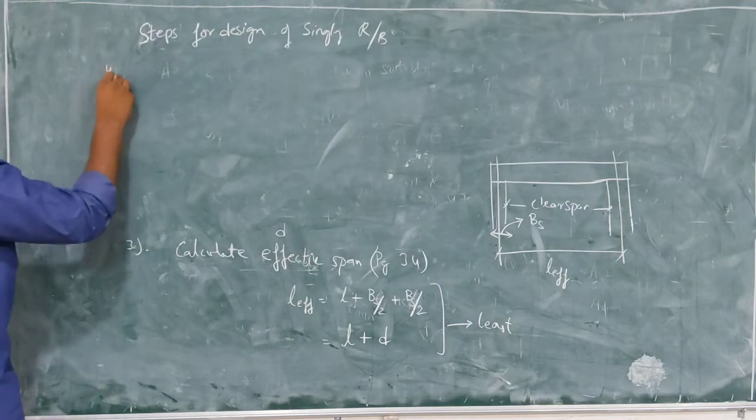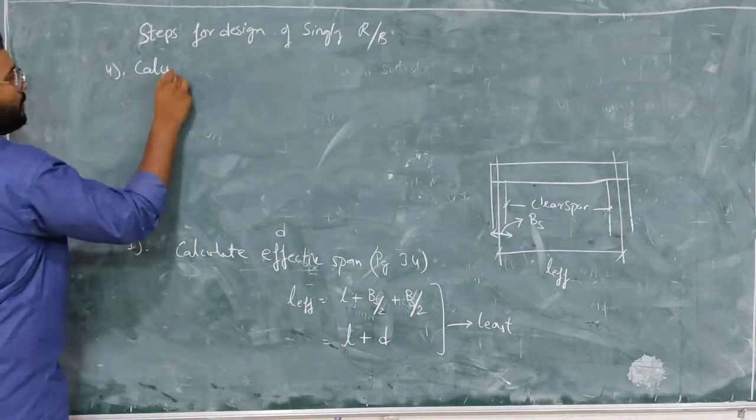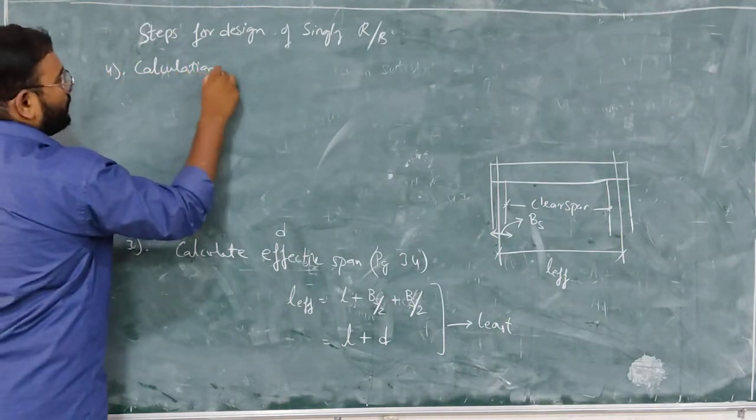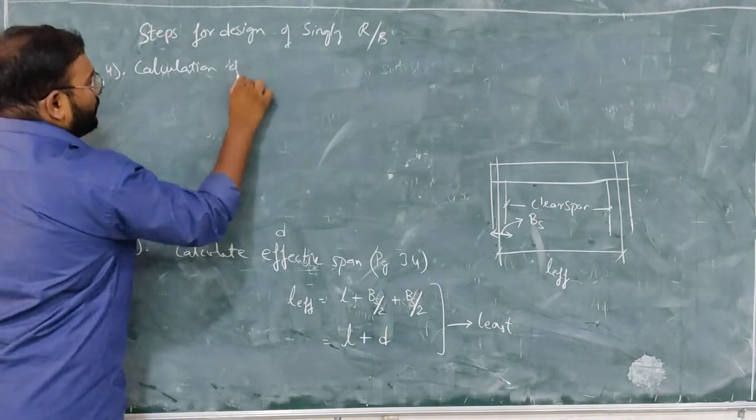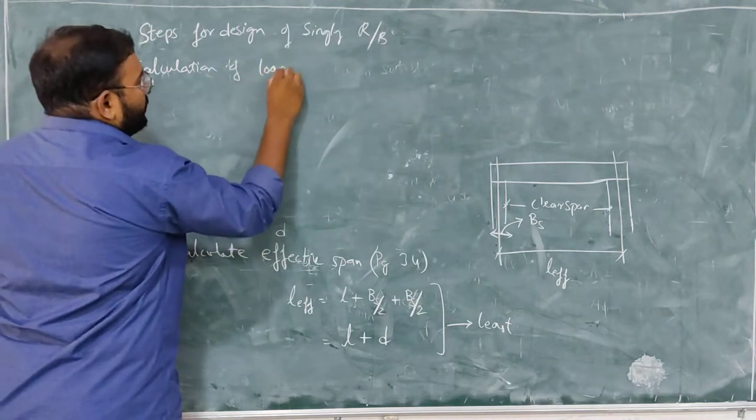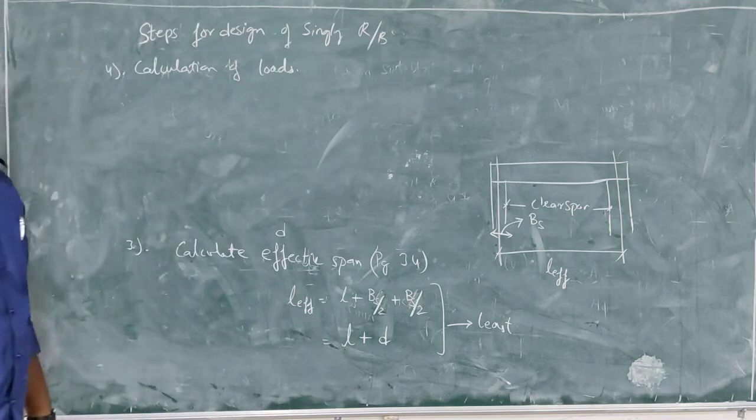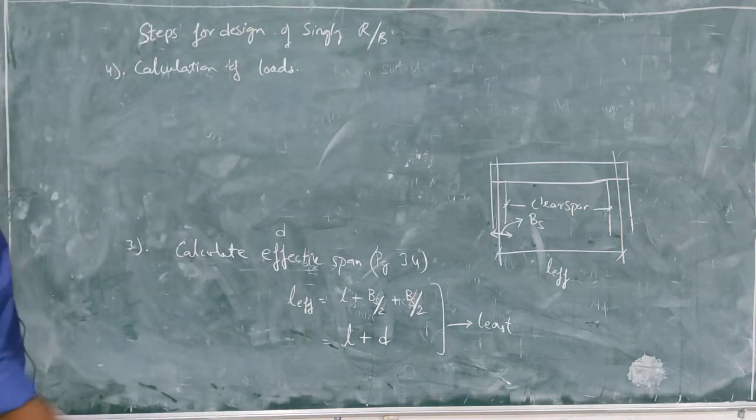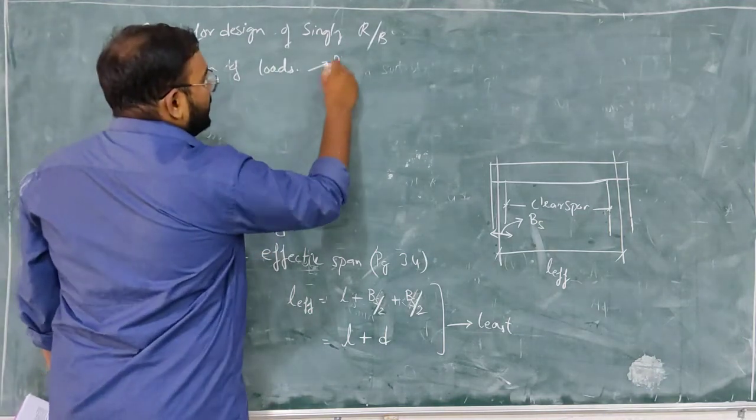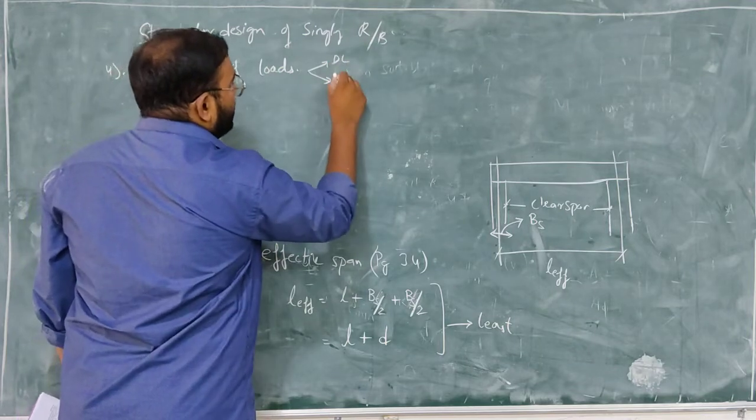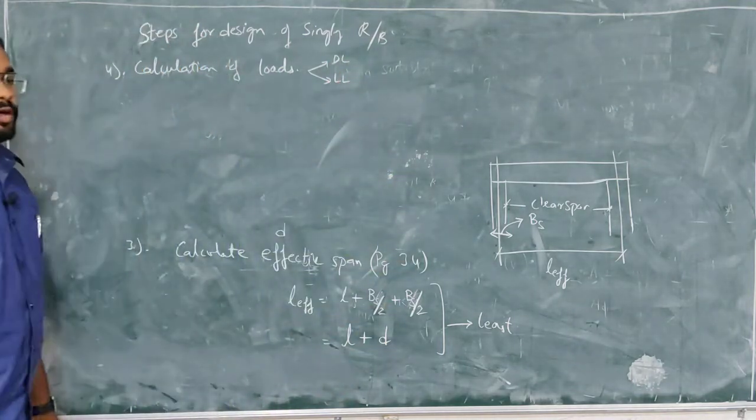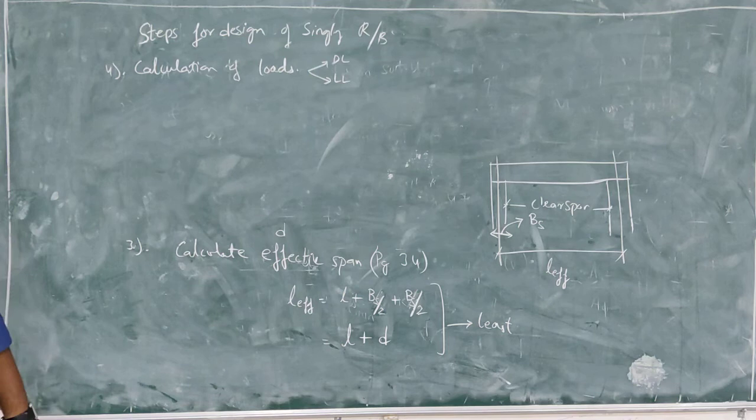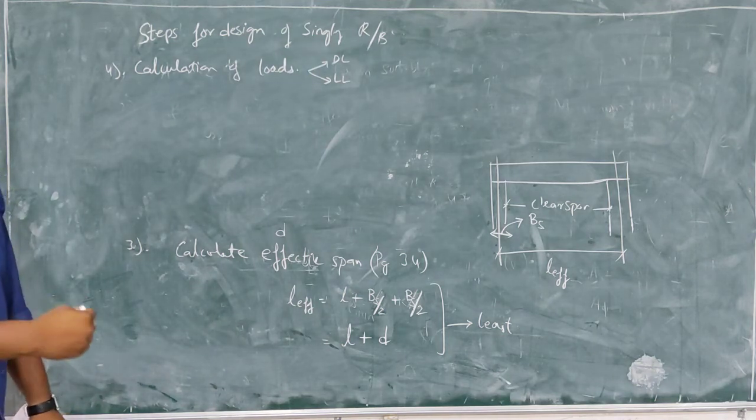Next step is calculation of loads, which includes dead load and live load. Okay, you will calculate the total load acting on the beam, dead load plus live load.